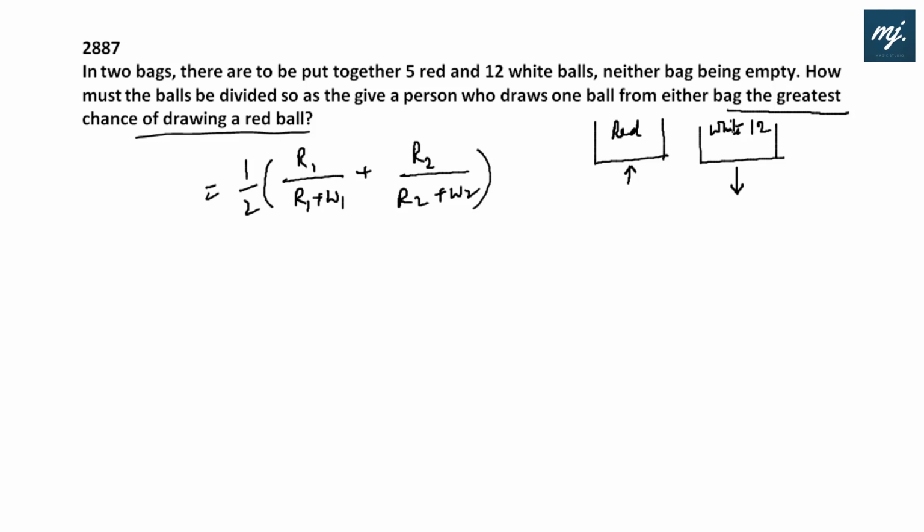To decrease the probability of choosing white from the second bag, we should also start increasing the number of red balls in this bag. And the maximum number of red balls which can be kept in bag 2 is 5 minus 1, that is 4. Keep one red ball in one of the bags and keep all other balls in the second bag. You will see that you will get the maximum probability of drawing red. That would be half into, in this case, there is only red, that is 1 by 1 plus 4 by 16. That is 1 plus 4 by 16.